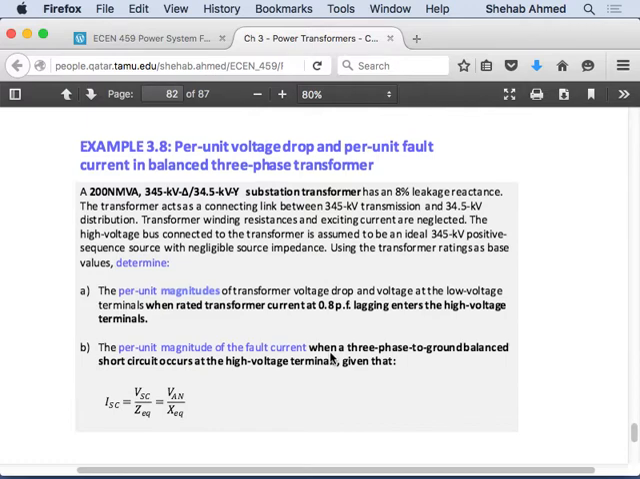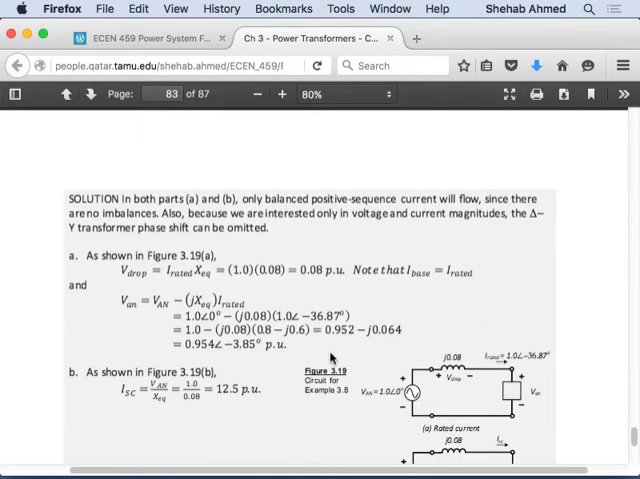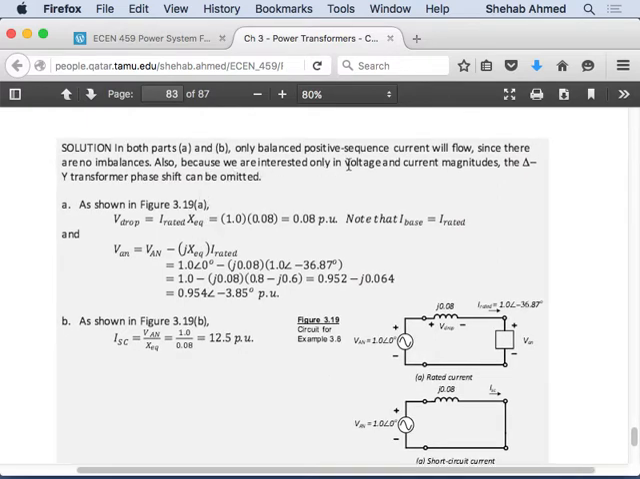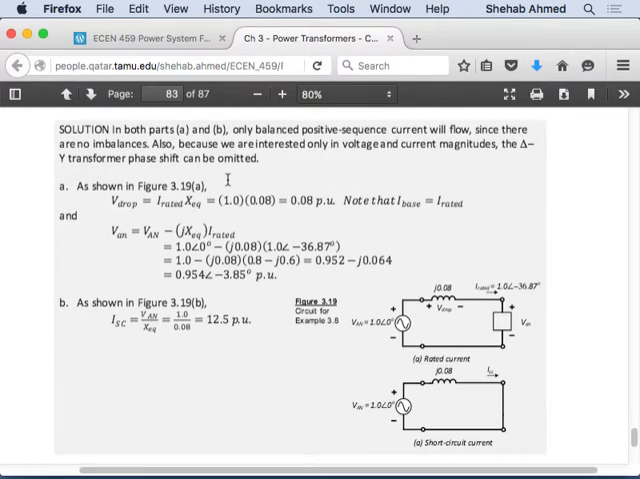So here in the solution, they tell you, okay, since there is no imbalance, because we are interested only in voltage and current magnitudes, the delta star transformer phase shift can be omitted. I will not leave this for chance or for you to interpret, right? I will say, either consider transformer phase shift or ignore transformer phase shift. If I say ignore transformer phase shift, it means you treat it as a star-star transformer. There is no phase shift between the primary and the secondary. You just treat it as a star-star transformer.